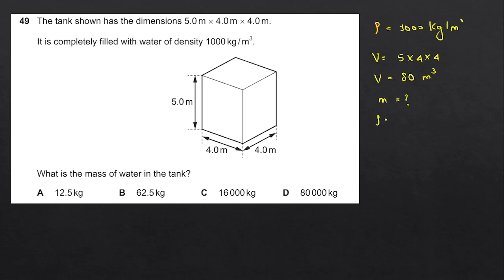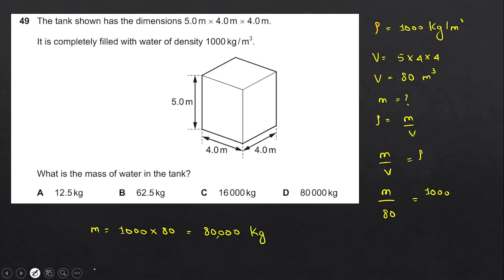Let's write down density equals mass by volume. So, or you can write mass by volume equals density. If I substitute, mass over 80 equals density, which is 1000. So, if I take mass as the subject, mass will be equal to 1000 times 80, that will be equal to 80,000 kilograms. So the correct answer is 80,000 kilograms.